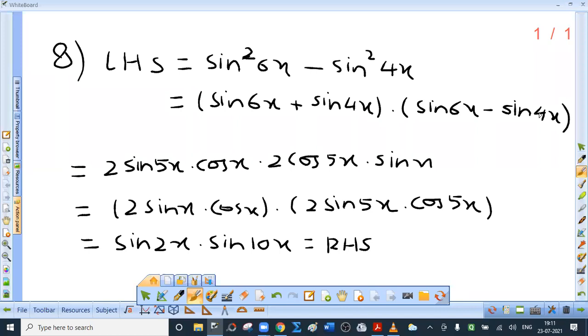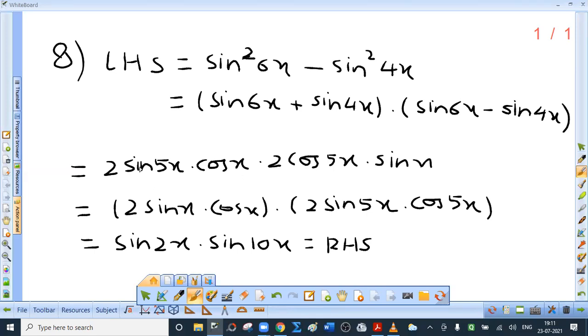What is sin c minus sin d? You may say, sir, we have remembered these by taking c and d. No problem. Sin c minus sin d is 2 cos of c plus d by 2 sin of c minus d by 2. Same thing.